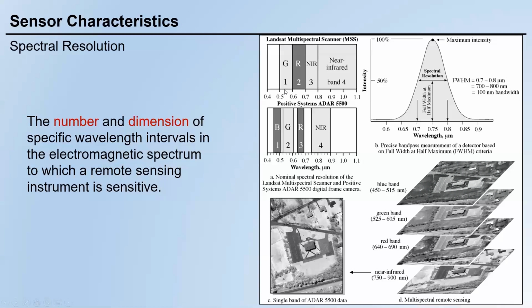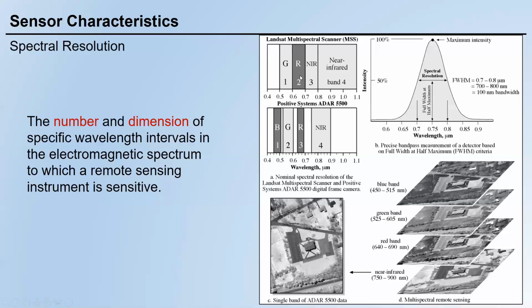which means that the spectral resolution of the green band from ADAR 5500 is better than MSS, because the green band from the former one, from ADAR 5500, is narrower than the green band from MSS. It's similar for the red band, right? Band 3 from ADAR 5500 is narrower than the red band from MSS.